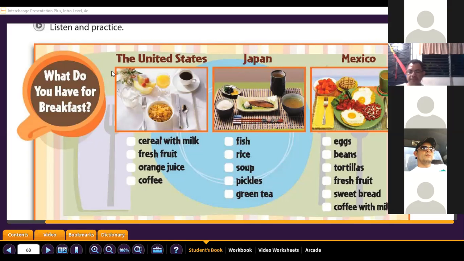Okay, those are the traditional breakfasts in the United States, in Japan, and in Mexico. But here, what do you have for breakfast, Jenny? I sometimes have, in my case, I sometimes have a cereal with milk. I always have a sweet bread and coffee. And sometimes I have tamales and coffee for breakfast. What about you, Jenny? What do you have for breakfast?